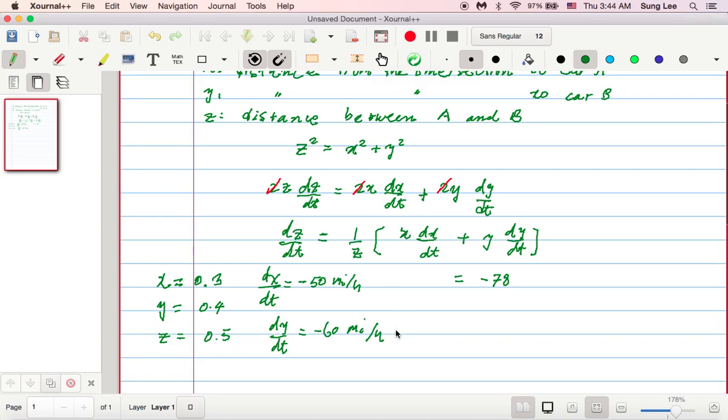Of course, from the picture, it is clear that the distance z is also decreasing, right? As car A and car B are approaching the intersection. So obviously dz dt is going to be negative 2, okay? That's something expected, miles per hour. Okay, so that's going to be the final answer.